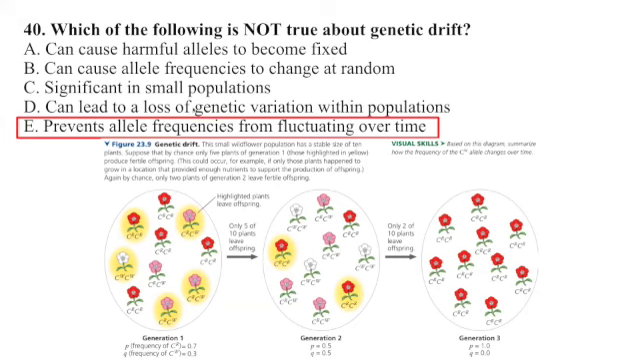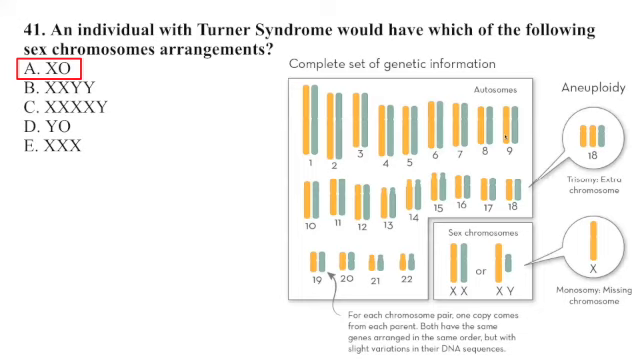D, can lead to a loss of genetic variation. Absolutely. This is where we get the bottleneck effect, right? When we have extinction, like cheetahs. Their population went through a population bottleneck, and cheetahs are not very genetically diverse anymore due to that. E, prevents allele frequencies. No, genetic drift causes them to fluctuate. It doesn't prevent them. So E is our best answer.